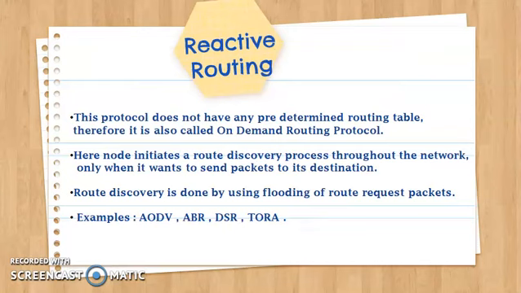What is meant by reactive routing? This protocol does not have any predetermined routing table. Therefore, it is also called on-demand routing protocol. Here, a node initiates a route discovery process throughout the network only when it wants to send packets to its destination. Route discovery is done by using flooding of route request packets. Examples include AODV, ABR, DSR, and TORA.